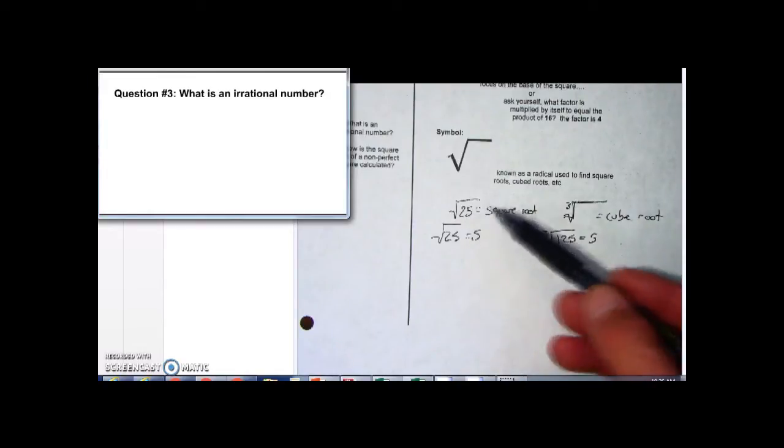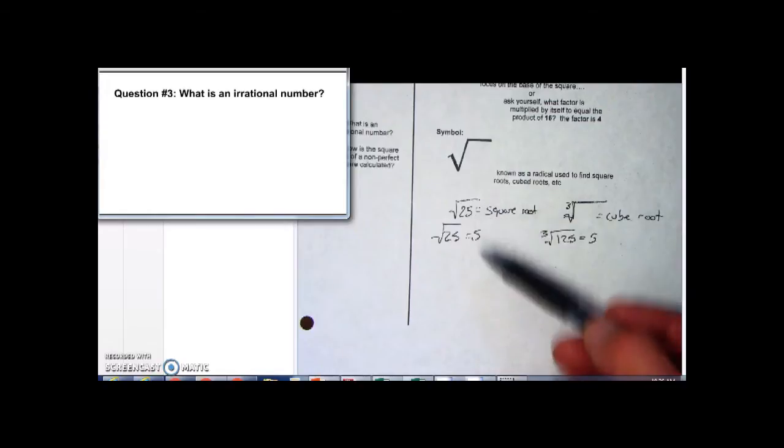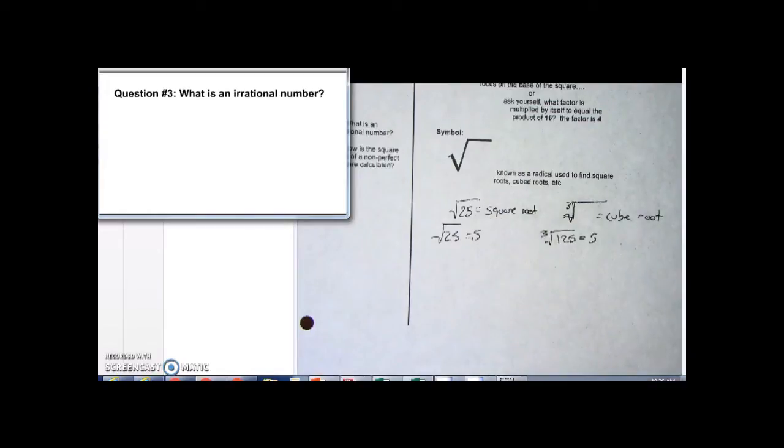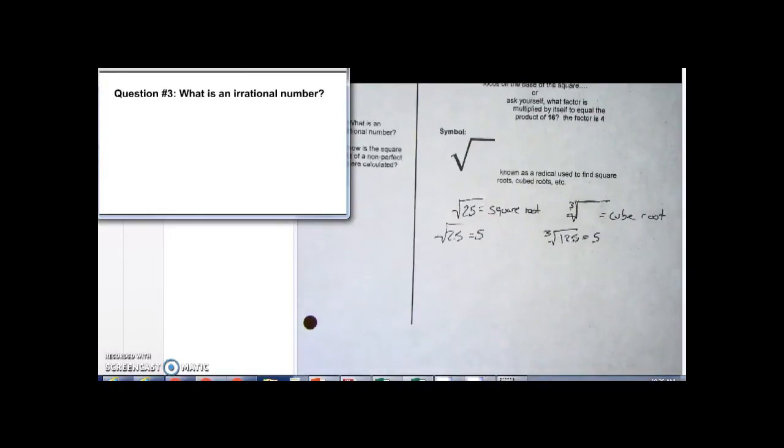The square root of 25, this is the square root. It's implied that it's to the second power. But if you see it and it's got another number up here, like the 3, that means the cube root. Or what to the third power gives you 125, and that's what it's equal to.